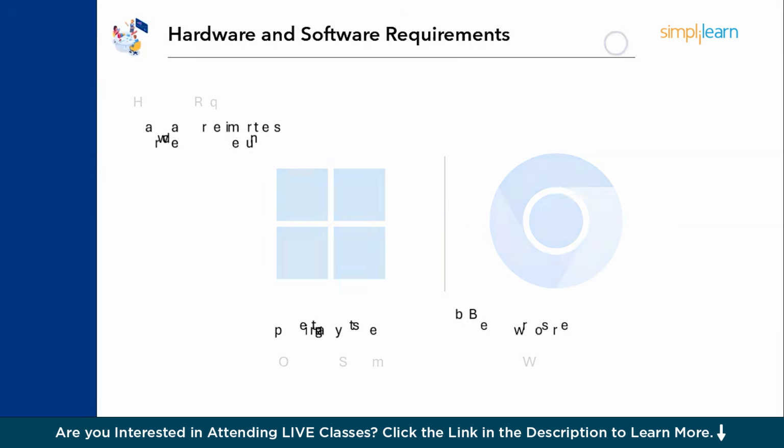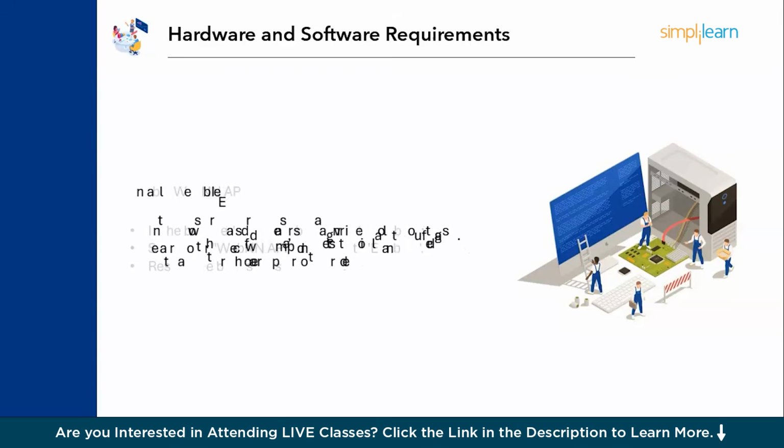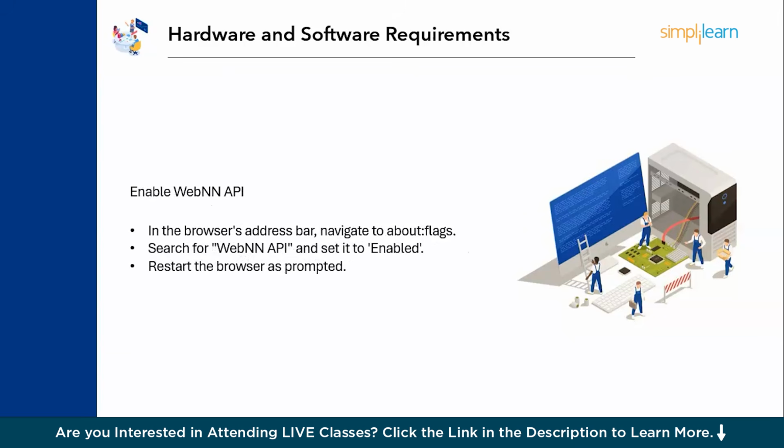Now let's also go through the quick setup requirements. You need to install a compatible browser first: download and install the latest version of Microsoft Edge Beta or Canary, depending on your hardware configuration, whichever you would like to choose. Next, you need to enable the Web Neural Network API. In the browser's address bar, navigate to about:flags. You need to go to this particular location, search for WebNN API and set it to enabled. Restart your browser as prompted and you're good to go.